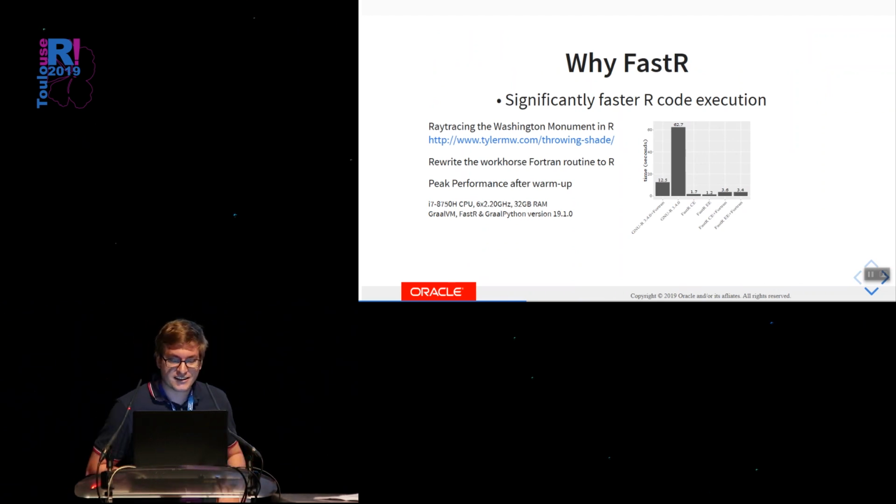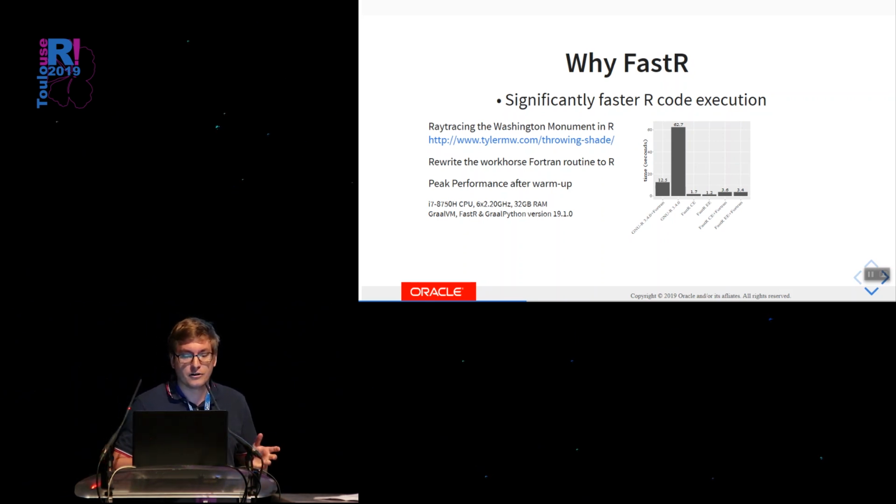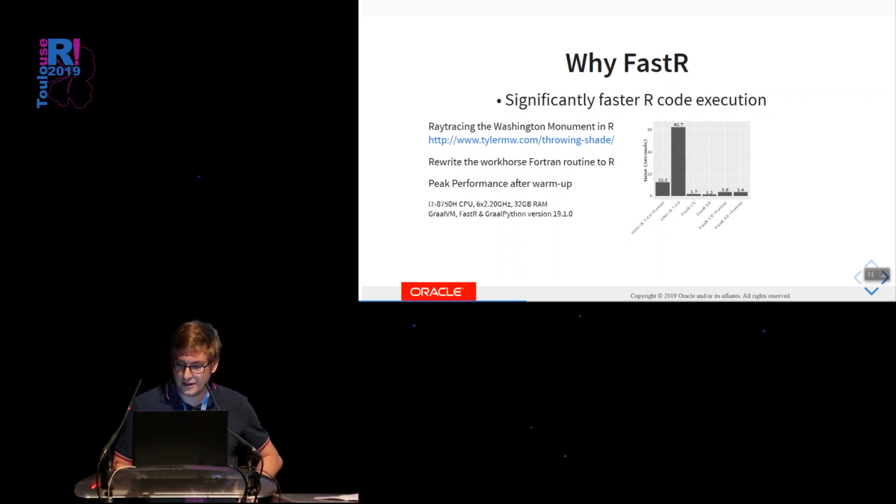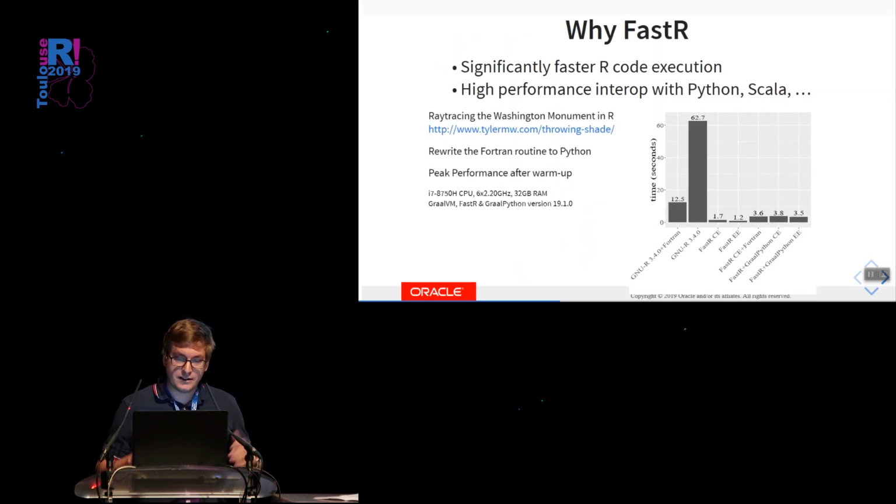FastR is significantly faster with certain R code, especially loopy R code with scalar operations. On last year's useR, I was presenting this example that calculates some ray tracing algorithm that was originally written in a mixture of R and Fortran and C. And I rewrote the whole thing into R and ran the benchmark, and here you can see the results. So as you can see, especially if you have plain R code without C, FastR can be significantly faster.